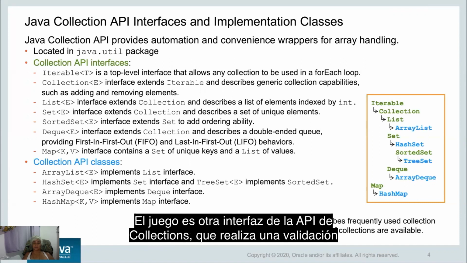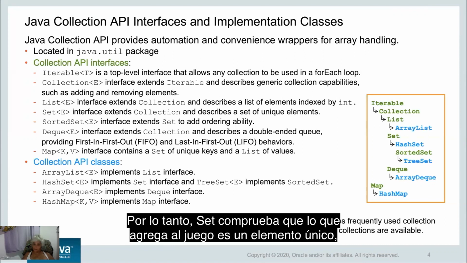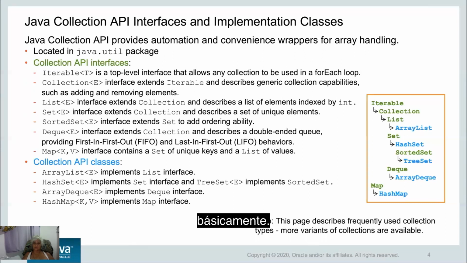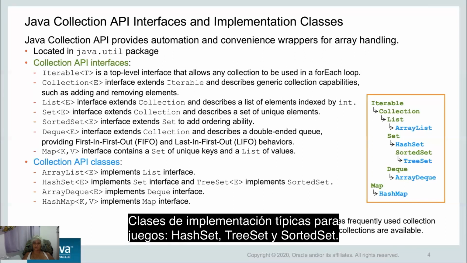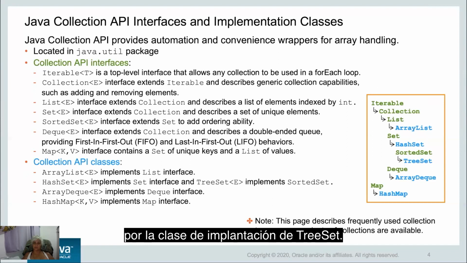Set is another interface in the collections API which performs a validation of what you add to the Set, and it does not allow duplicates. So Set checks that what you add to the Set is a unique element, essentially. Typical implementation classes for Set: HashSet, TreeSet, SortedSet. SortedSet is actually a variant of the Set interface, which is implemented by the TreeSet implementation class.